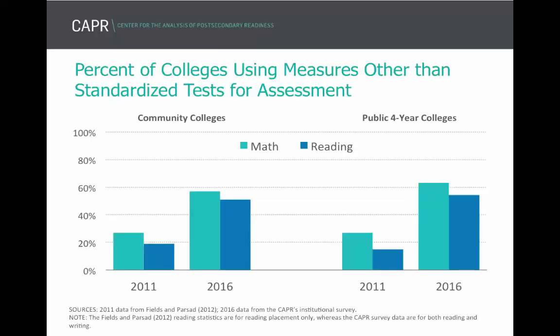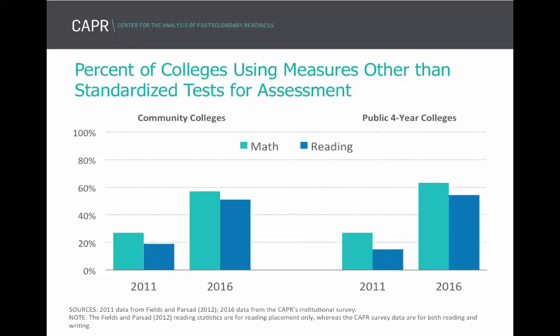As the word is getting out about some of the topics we've discussed so far, we see that colleges are in fact beginning to use measures in addition to standardized tests. And I say in addition, for the most part. It's usually not giving up the test altogether, but using more information. Some of my colleagues at CAPR did a national scan and surveyed colleges around the country to find out whether they were changing their practices when it came to assessment or the instructional approaches used for developmental education.